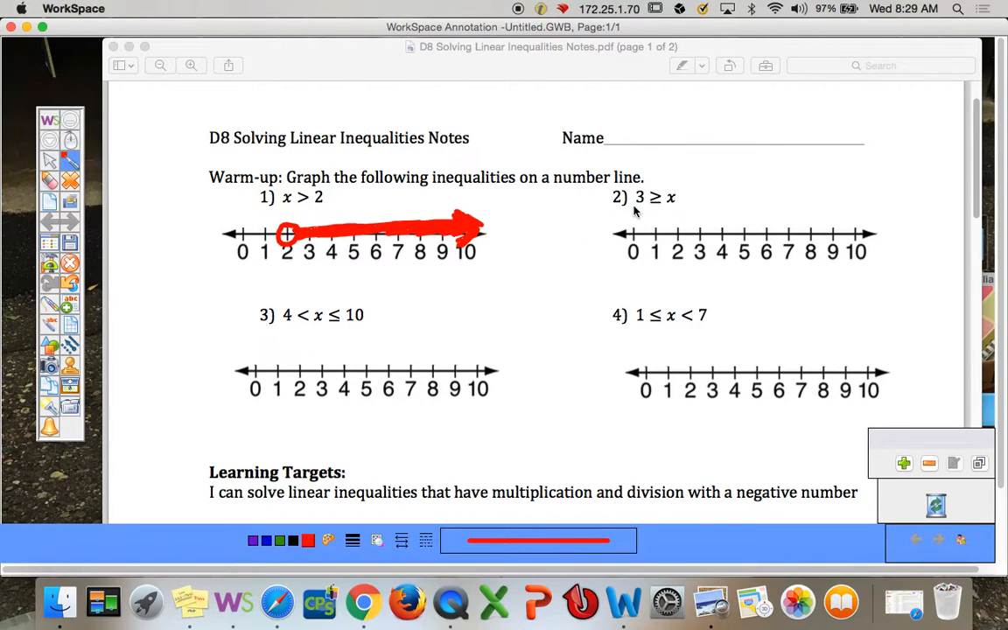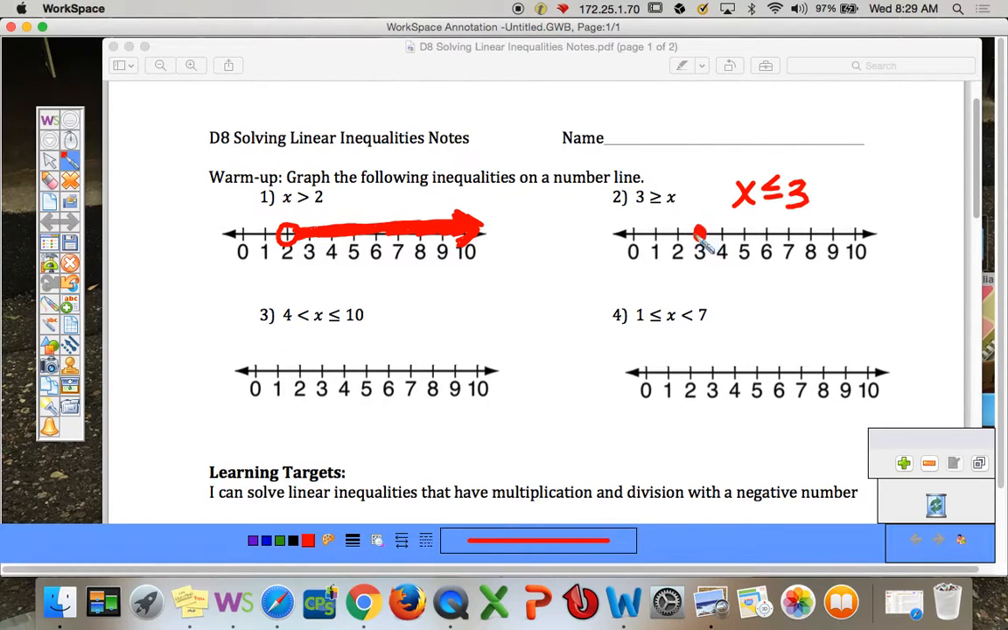Let's try the next one. 3 is greater than or equal to x. An easier way to think about this, for me at least, is to change the order of it. I'm going to start with x. And if you notice, x is less than or equal to 3. And that's a little bit easier for me to understand. So we have x is less than or equal to 3.